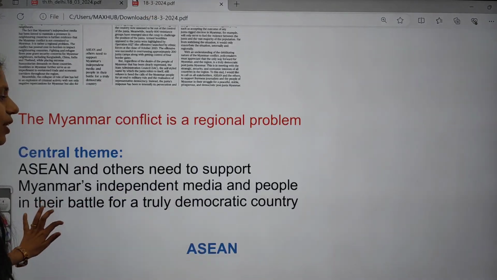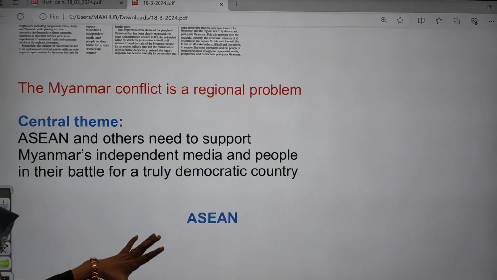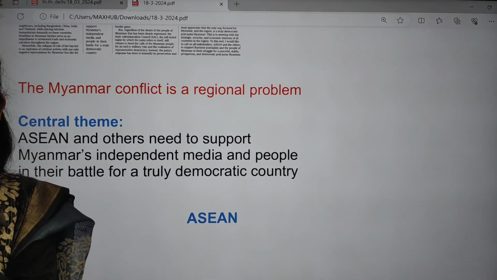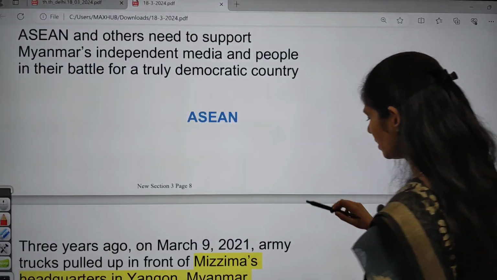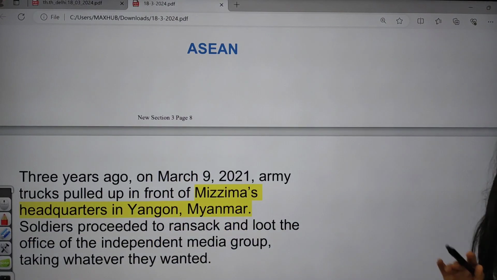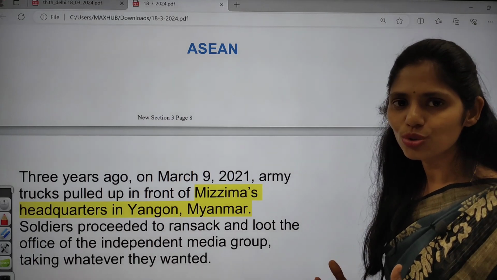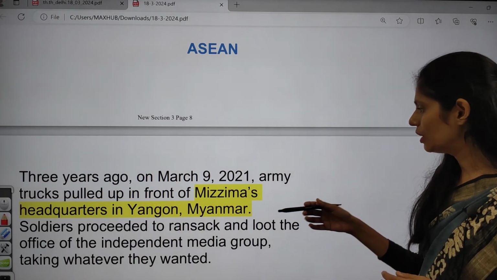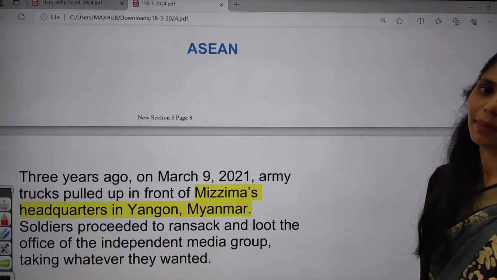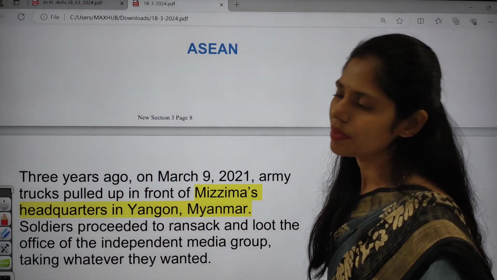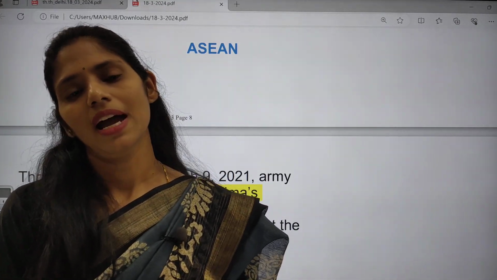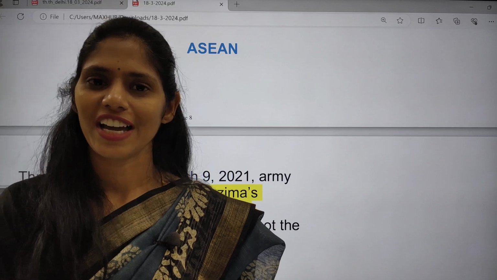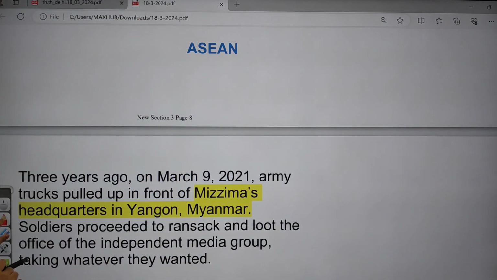So first let us see about ASEAN and its role in addressing this issue of Myanmar. Why is Myanmar in the news? Because today it is around March 18th, right? On March 9th, what happened? The military junta took over. That means it has been around 3 years that Myanmar has been under military junta. Even though we have a number of organizations and international groupings, none of them has resolved this issue. So this is one cause of concern. Now let us see what is happening.